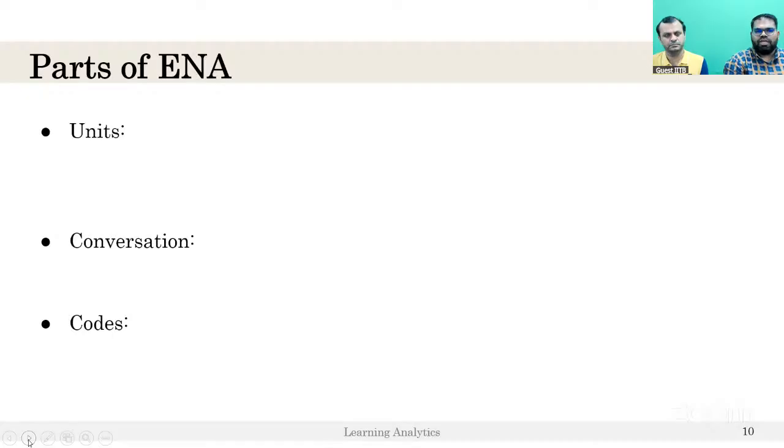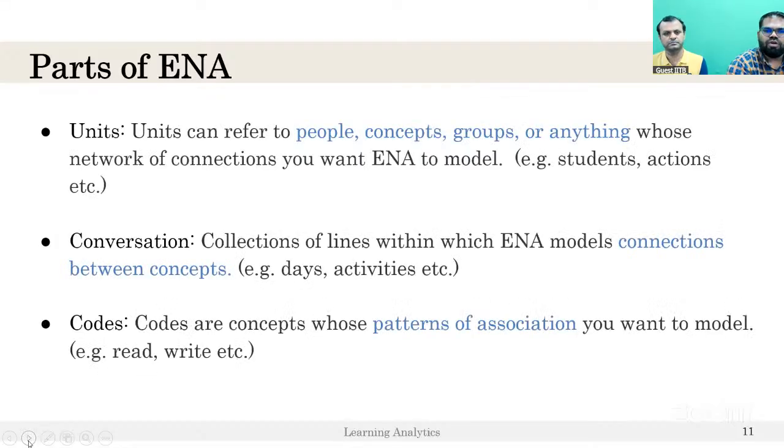Now I will go deeper into the parts of ENA. There are typically three major parts of ENA: units, conversations, and codes. So what are units? You can refer to units as people, concepts, groups, or anything whose network of connections you want ENA to model. For example, students, their actions, or their typical groups. Maybe students from first years, maybe students from third years. So you can group them, and that becomes your units.